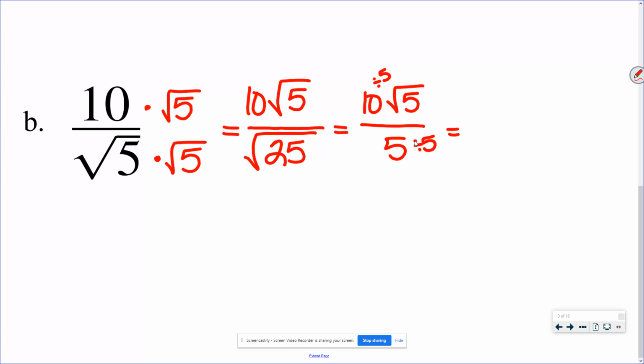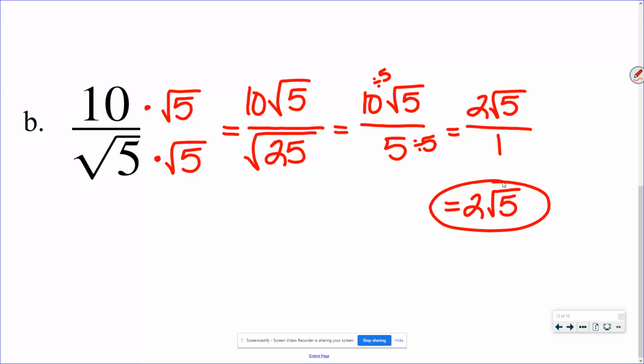So we're actually going to take one additional step, and we're going to divide both of those whole numbers by 5, which will give you 2 radical 5 over 1. And then the final answer, completely simplified, is that it would just be the same as 2 radical 5.